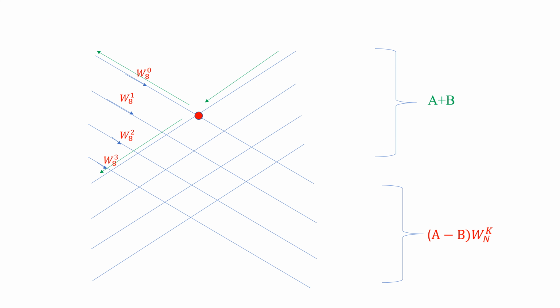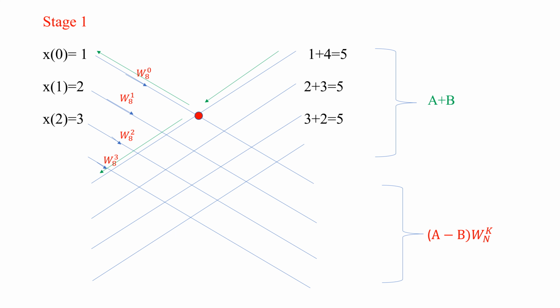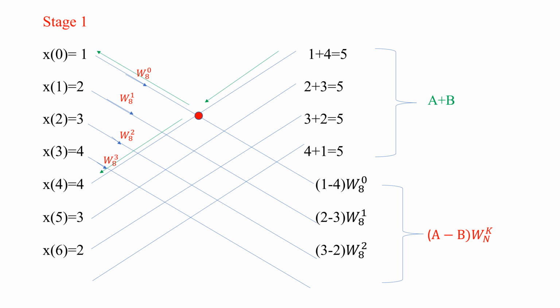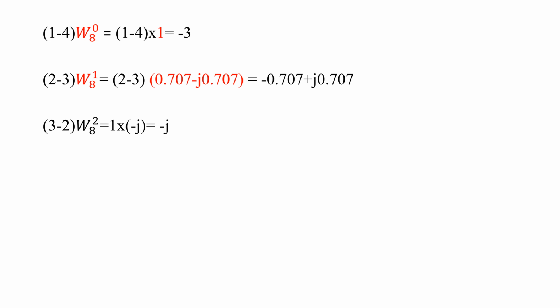Now we have to calculate the last four outputs. For that the formula is (a minus b) times W_N^k. Already we got the inputs. So a minus b we are using, and W_N^k we have to substitute. W_N^k will come in the order W_8^0, W_8^1 and so on. Here the calculations are given.